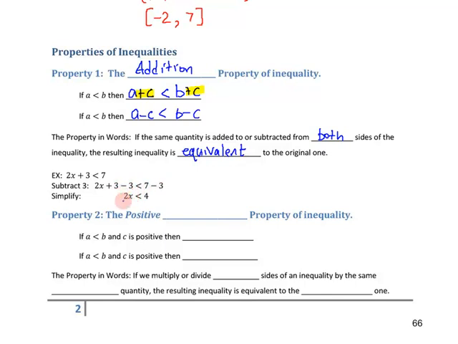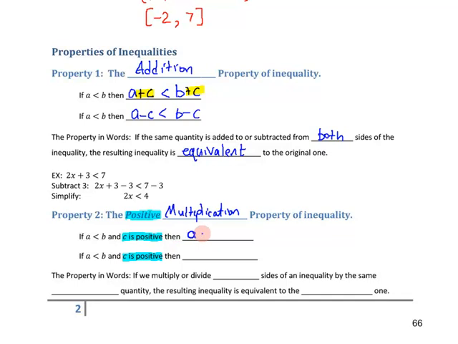And as you'd expect, the next step you'd want to take is to divide both sides by 2. So we need a property that says we can multiply and divide both sides by the same number as well. Well, we have something called the positive multiplication property of inequality. Now, why is it called the positive? Well, it's because for the following statement to be true, I require that C be positive.